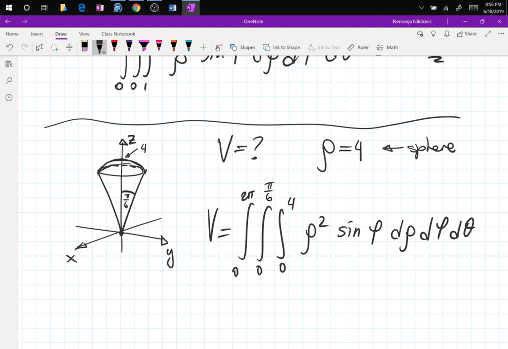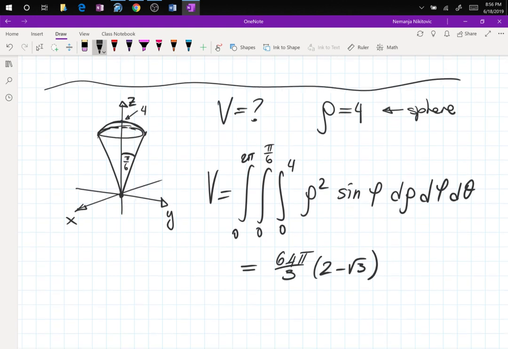And all you need to do now is to integrate. Again, you're integrating rho, copying sine phi, so it's the same. And obviously the answer over here is 64 pi over 3 times 2 minus root 3. So when you integrate one by one, you will get this answer. Now, obviously, it's worked out in the book, so you can look at it.